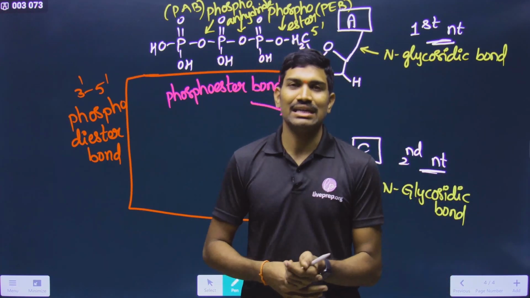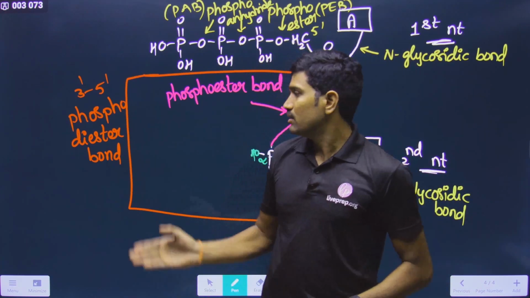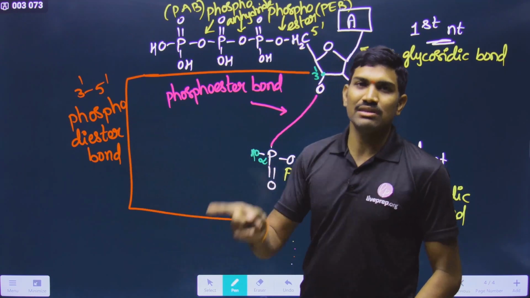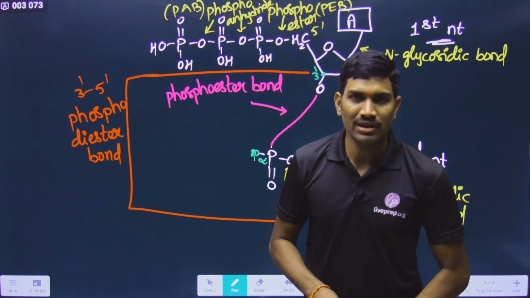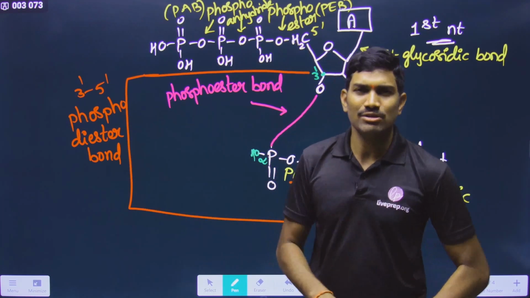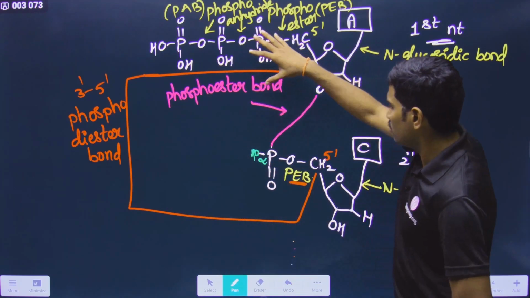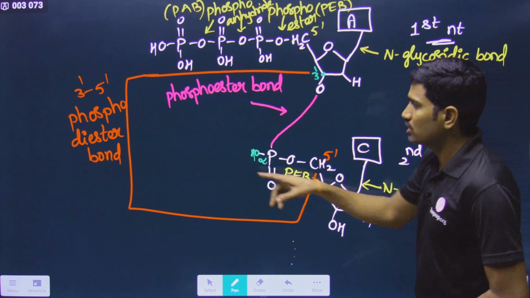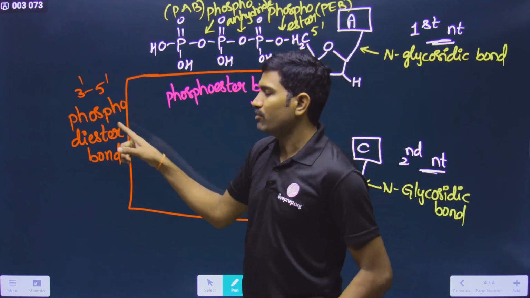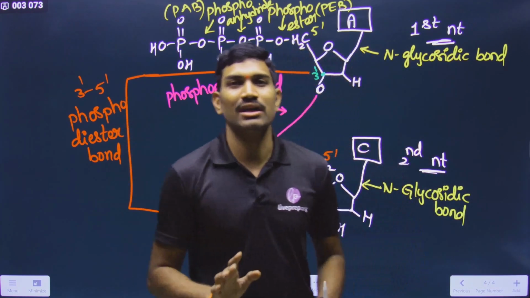Regarding this bond, in the previous NCERT, in the biomolecules they have mentioned it, but in this new NCERT they have deleted this information. But as it is, this information was given once again in molecular basis of inheritance. There once again I will explain, but here you just understand the basic information at least. So one nucleotide is attached to another nucleotide through 3' 5' phosphodiester bond. This is what they are saying.